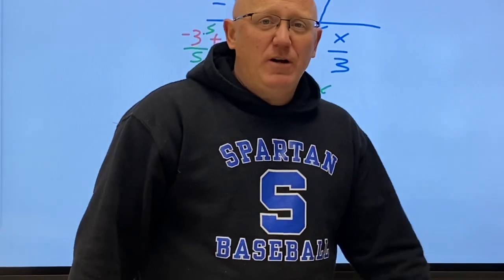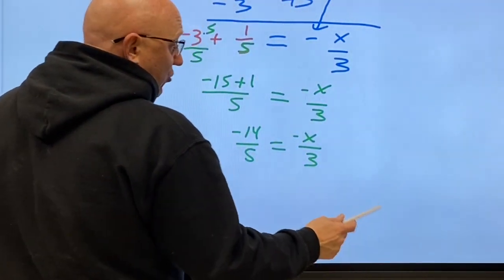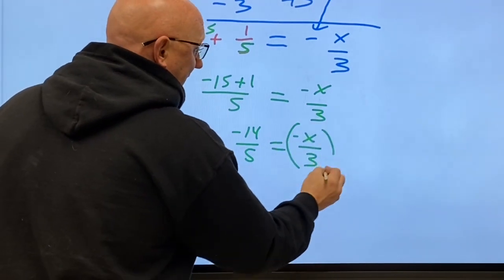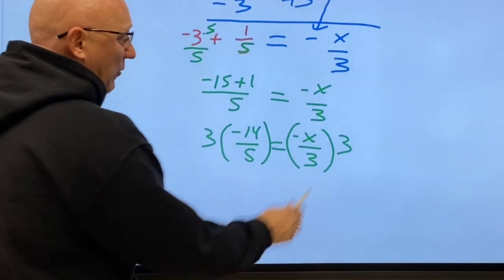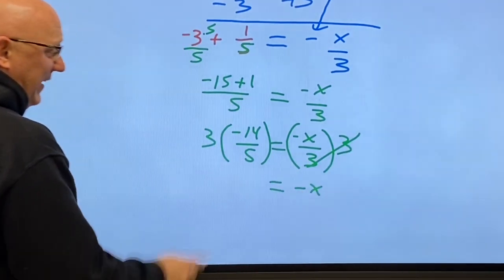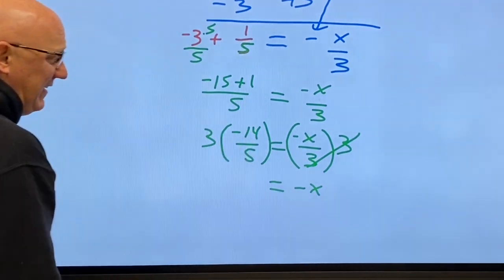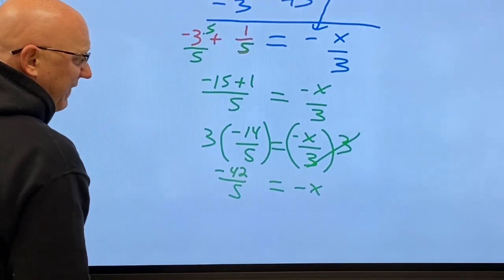And from here, we can handle this a couple different ways. Probably the most straightforward is going to be to go ahead and multiply both sides by 3. And when I do that, I'm left with a negative x. And then on my calculator, 3 times 14. Well, that's a negative 42 over 5.